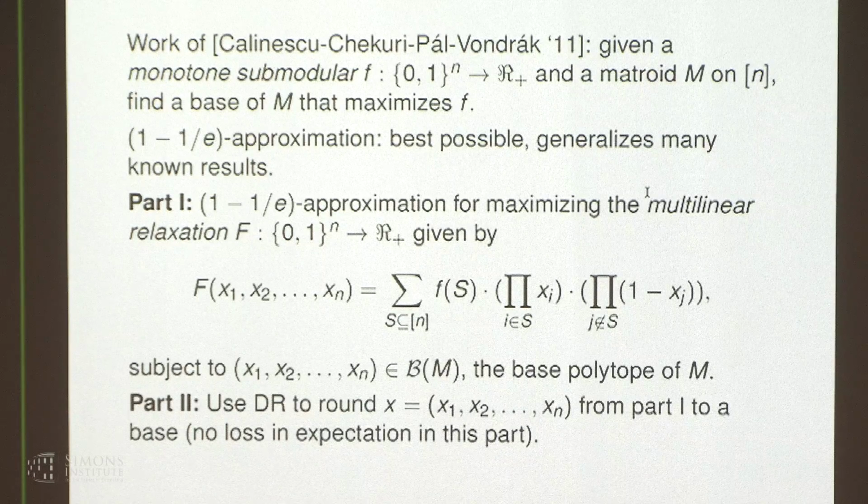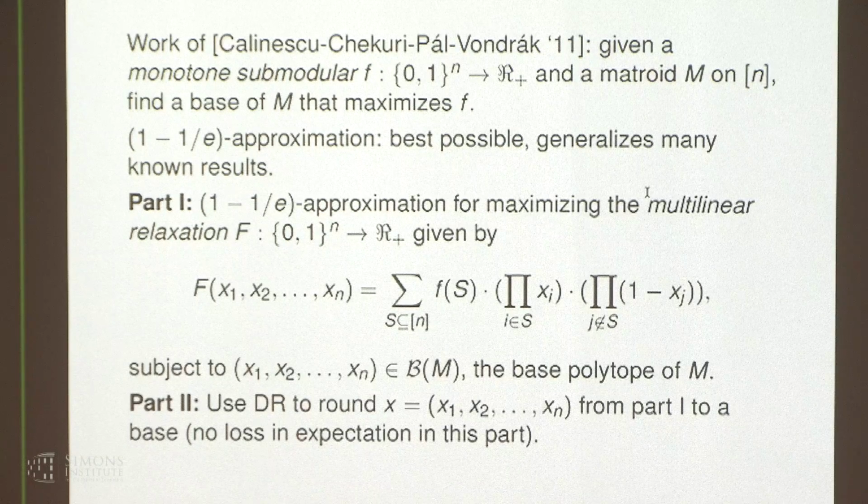So it's a very well-known result. What they show: want to maximize a monotone submodular function subject to either lying in a matroid or being a base of a matroid. In this case, of course, it will be a base of a matroid. Then the problem can be approximated to within 1 minus 1 over e, which is best possible. It generalizes a variety of earlier known results like max coverage and so on.